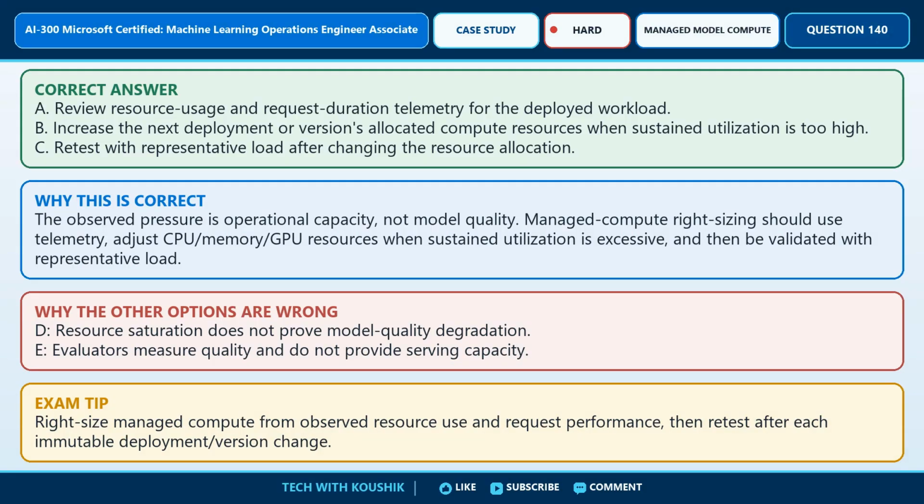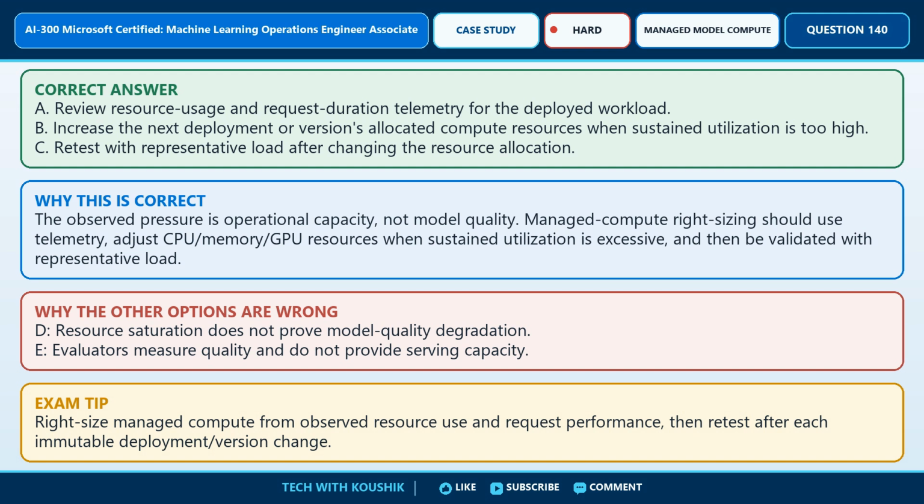Select Option A, review resource usage and request duration telemetry for the deployed workload; Option B, increase the next deployment or version's allocated compute resources when sustained utilization is too high; and Option C, retest with representative load after changing the resource allocation. This is correct because the observed pressure is operational capacity, not model quality. Managed compute right-sizing should use telemetry, adjust CPU/memory/GPU resources when sustained utilization is excessive, and then be validated with representative load.